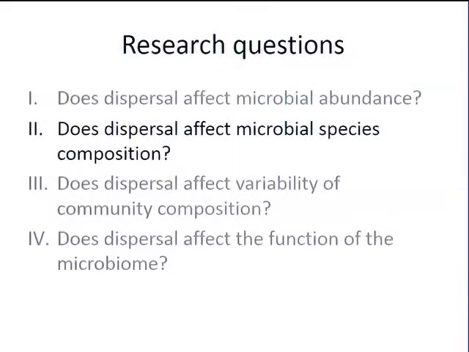So it seems like dispersal, followed to some extent by habitat variation, explains a large amount of the microbial abundance. All right, second, we wanted to ask, does dispersal affect the species composition that we find within nectar? And so I'll present a few different types of analyses to show you what we found here.